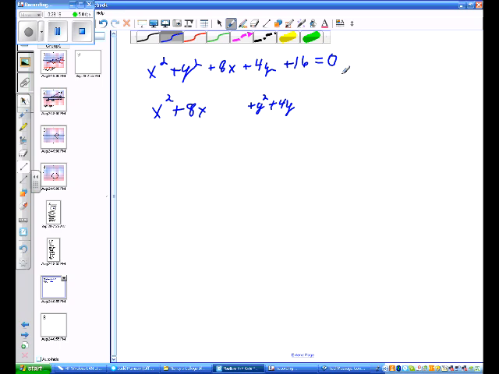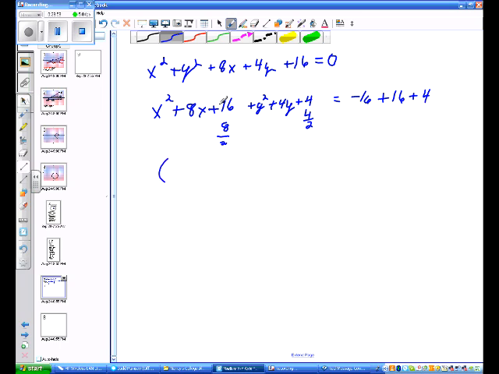And then I'm going to move my constant to the other side by doing the inverse operation, which would be subtracting 16. Now I want to figure out what I need to add to this side to make a perfect square. And if you remember, what we did was we took half the linear term and squared it. Well, half of 8 is 4, squared is 16. If you add 16 to one side of the equation, you have to add 16 to the other. Half of 4 is 2. 2 squared is 4. So I'm going to add 4 to this to make it a perfect square, and I'll add 4 to the other side.